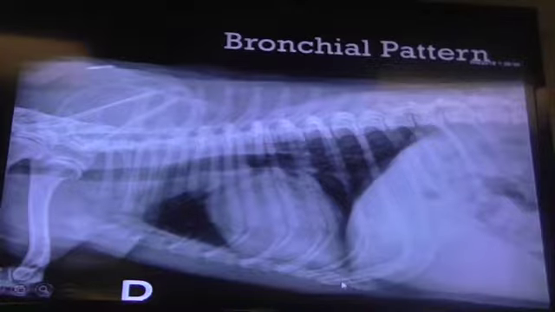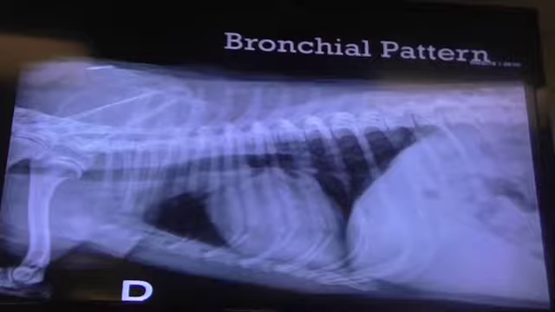Like I said, this is what your patients typically are going to look like. They are not going to have the horrendous bronchial pattern that everybody's like, oh my gosh, that's a horrible bronchial pattern. Those are your 10%ers. Everybody else has this kind of subtle change.